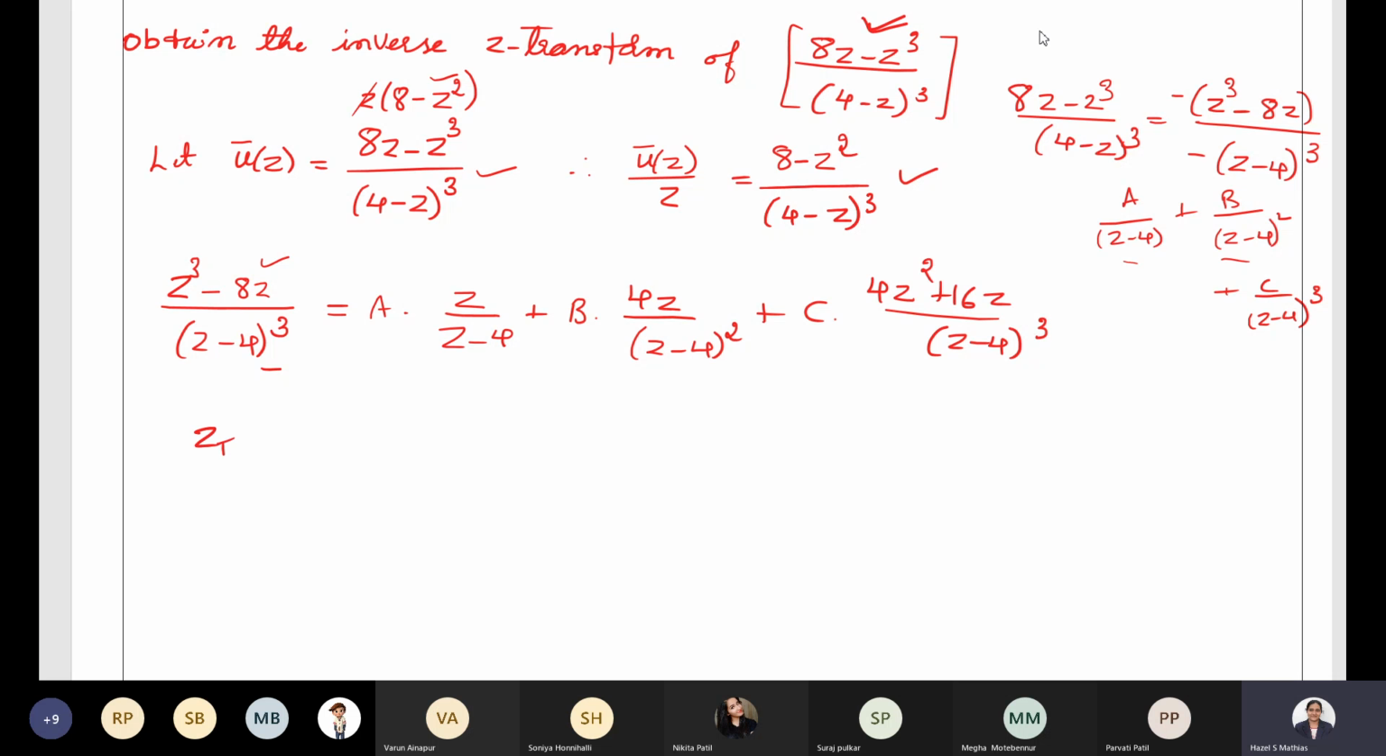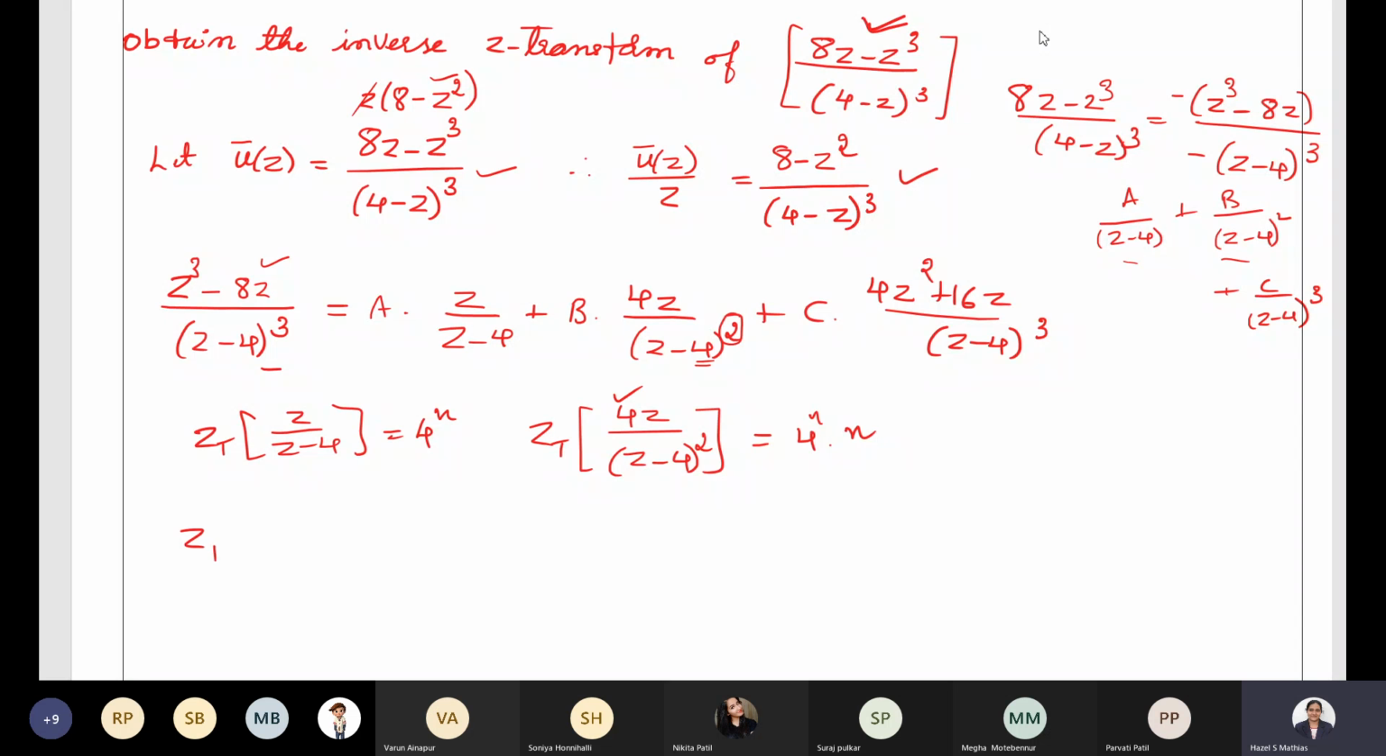We know the z transform of z by z minus 4, which is 4 power n. And when a square comes, and in the denominator you have 4, you can find the z transform of 4z divided by z minus 4 whole square. This is nothing but kz by z minus 4 whole square, where k is 4, so it will be 4 power n into n.